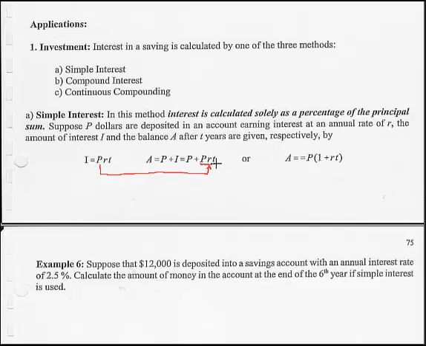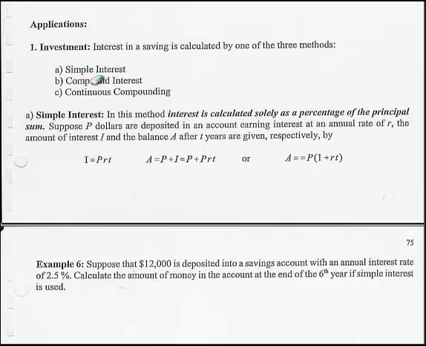This can be rearranged over here on the right. A equals, factor out the P, and then we have 1 plus RT. Alright, so any one of these forms is okay. Some may be more useful depending on the situation. Alright, and R is usually expressed as a percentage, which when you insert into the formula you want to write as a decimal. T is in years, and then in the end I, P, and A are expressed in dollar amounts.